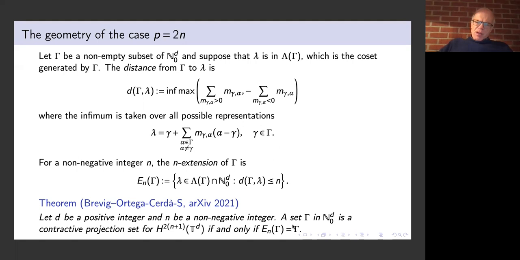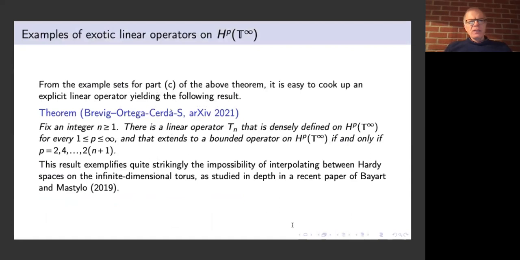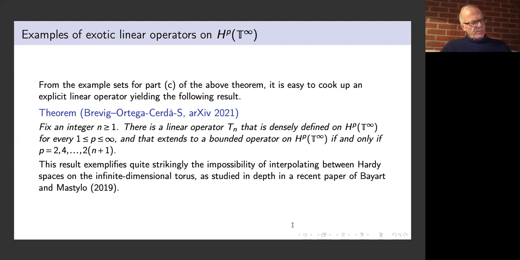Okay, so then I want to tell you about some interesting consequences of this. It is actually a consequence of the examples, because there are certain sets here that are not covered by the Ullrich theorem, and these sets you can use to cook up exotic objects. So one such exotic object you have on this slide. What we find is that you can cook up an explicit linear operator with the following property. T_n is densely defined on HP on the infinite dimensional torus for every p between 1 and infinity, but it extends to a bounded operator on HP if and only if p is an even integer between 2 and 2 times n plus 1.